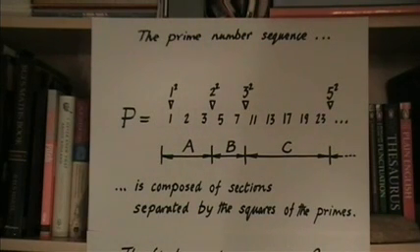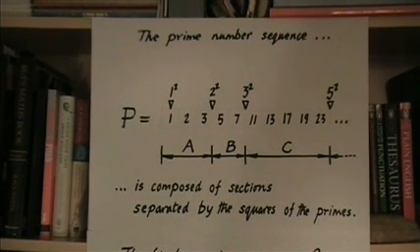The prime number sequence, the first little bit of which is here, is generally reckoned to be without any order at all. They're in a hopeless muddle. But we aim to show in this little video that there is a very definite order to the prime number sequence. And the first secret, at any rate, is that the prime number sequence is composed of sections separated by the squares of the primes.